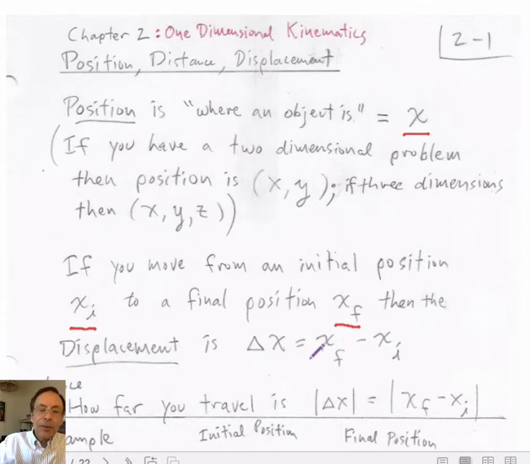Now, this is an important thing to keep in mind. A change is calculated by taking the final amount and subtracting the initial amount. Keep that in mind. It's easy to forget and then get things backwards.